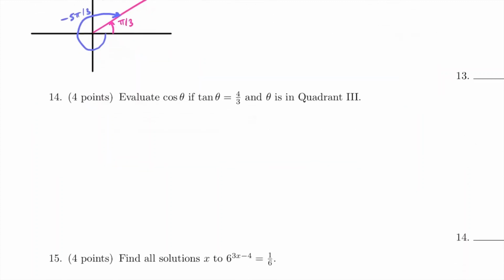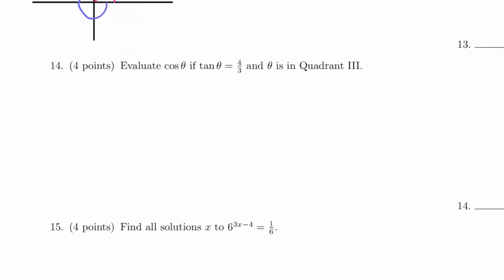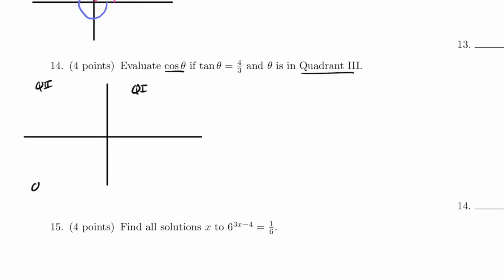All right, for the next problem, 14, we're going to evaluate cosine if we're given this trigonometric ratio, and theta is in the third quadrant. So we're going to draw our angle theta, third quadrant. So this is quadrant 1, this is quadrant 2, this is quadrant 3, and this is quadrant 4. So our triangle looks like this. So you can imagine a bow tie, going around like that. Those are the triangles in that specific quadrant. So that's the one we want.